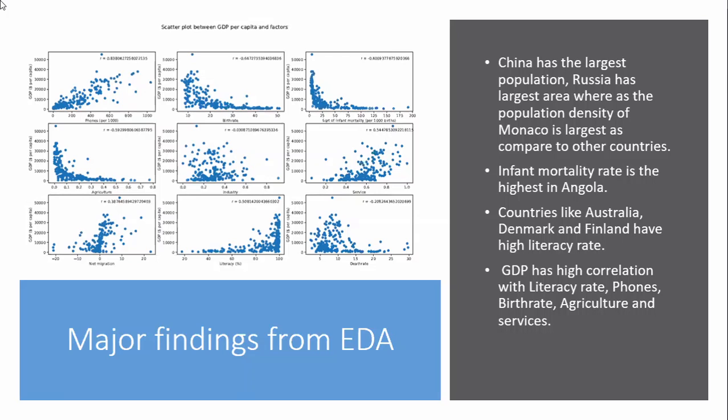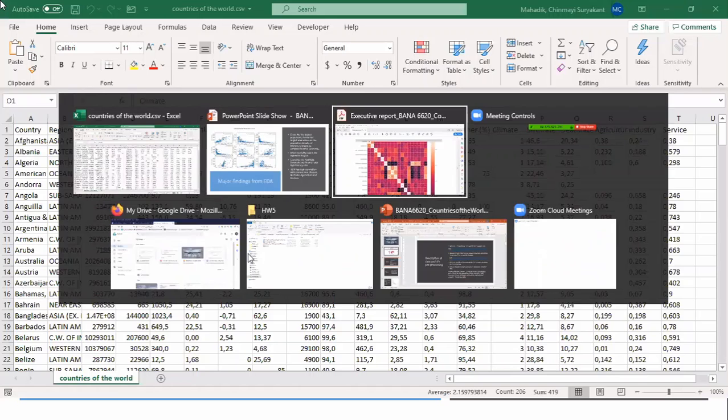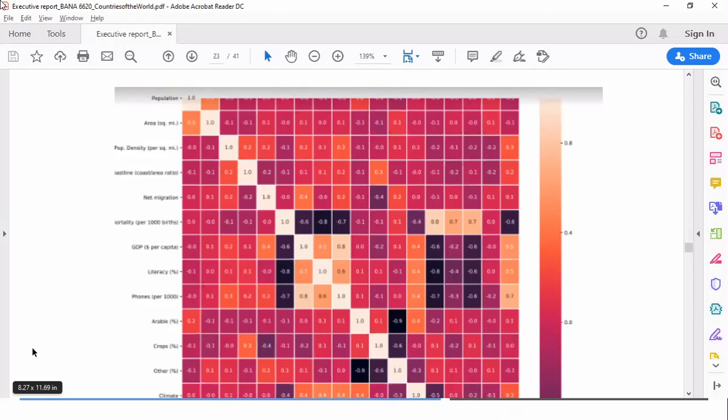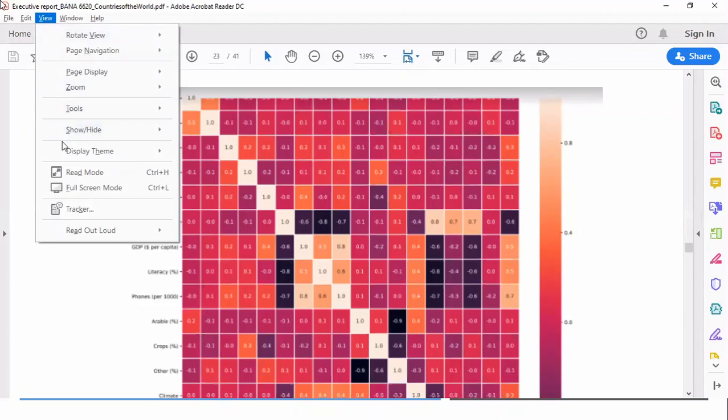So later in the PPT we infer that countries which have highest literacy rate may have highest GDP. GDP has also a good correlation between literacy rate, phones, which is technology, birth rate, agriculture, and services. So now I will move on to the bivariate analysis. So here you can see the correlation plot. All the factors are listed, and we can find out through numbers how much each factor is related with the other.